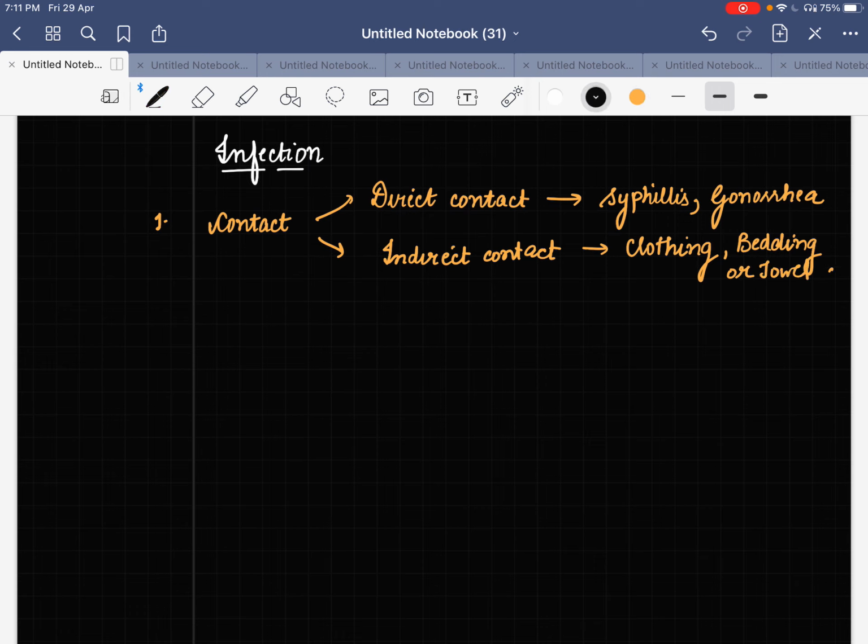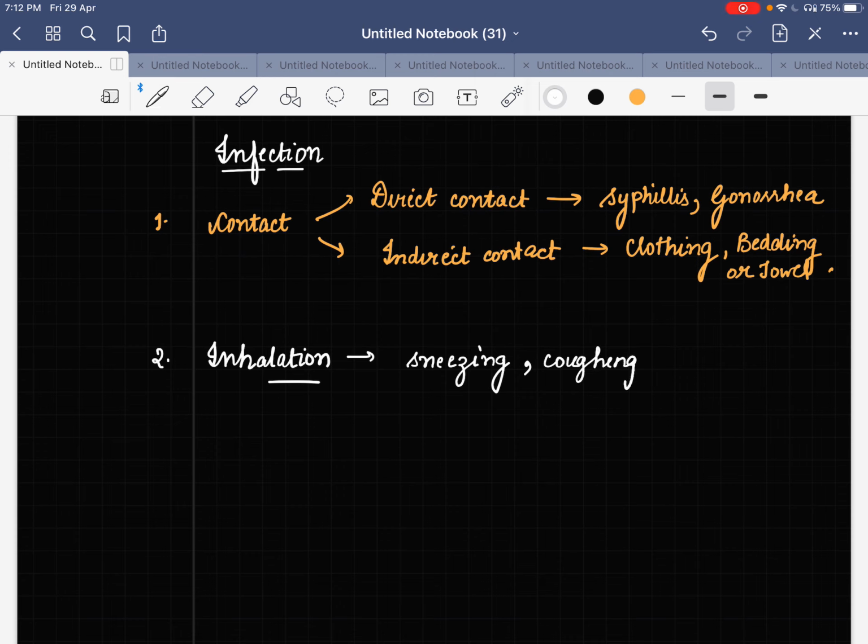The second is through inhalation. Now, mostly the infections like respiratory infection like influenza and TB are transmitted by the inhalation. They are mainly transmitted from person to person during either sneezing, coughing, or during speaking.